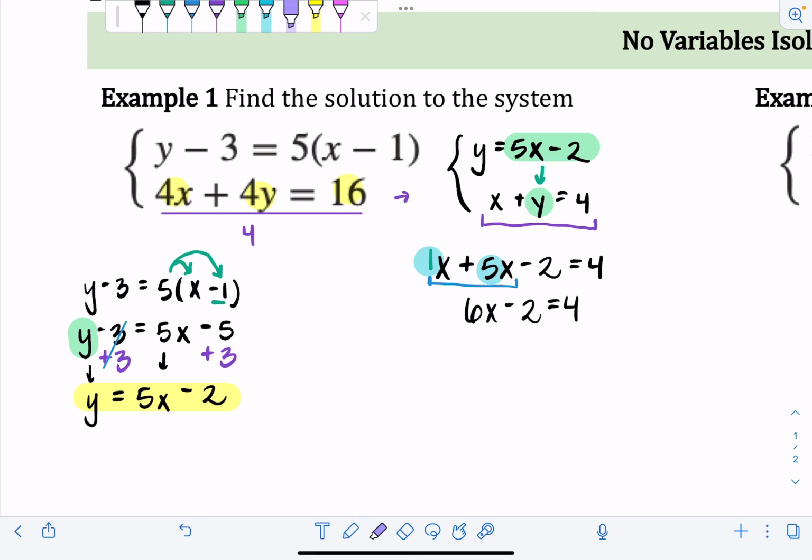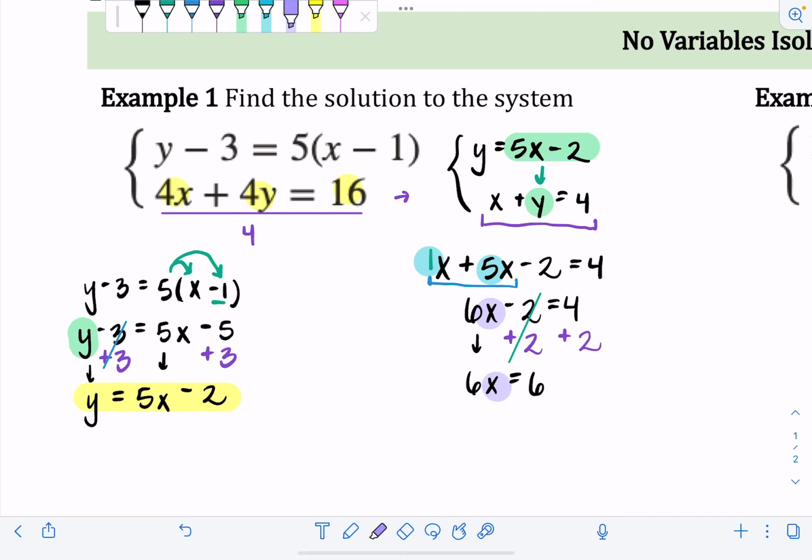Now my goal is to get x by itself, so I have to use inverse operations to do that. So I want to undo the 2 that is being subtracted. To undo that, I would add 2 right here. I need to add 2 to the other side also. I would bring down my 6x, and then negative 2 plus 2 is 0, so that goes away, equals, now I just need to add my 4 plus 2, which is 6.